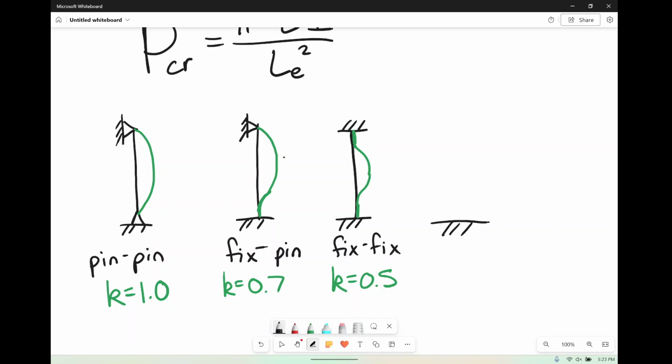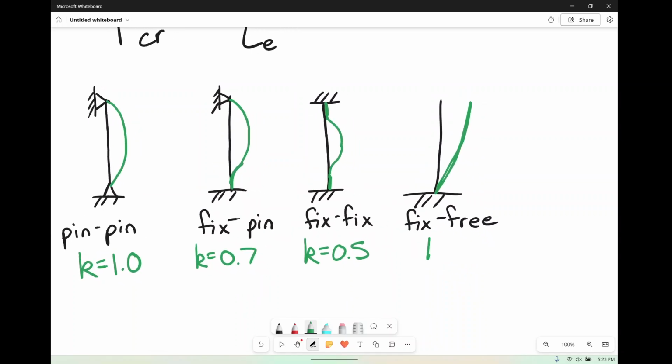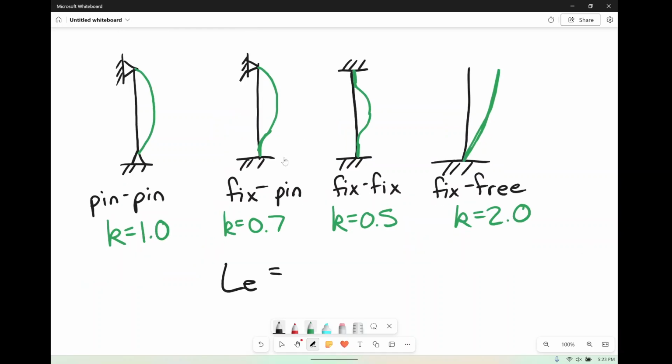And lastly, if we have a fixed free, where it is free to do whatever it really wants, it's kind of straight, but then it's going to be off at whatever angle it wants. So this one can really do whatever it wants, and you can see it's kind of half of a sine curve, so this K is going to be 2.0. So those are our different K values, and L effective is just K times the length. That's all it actually is.